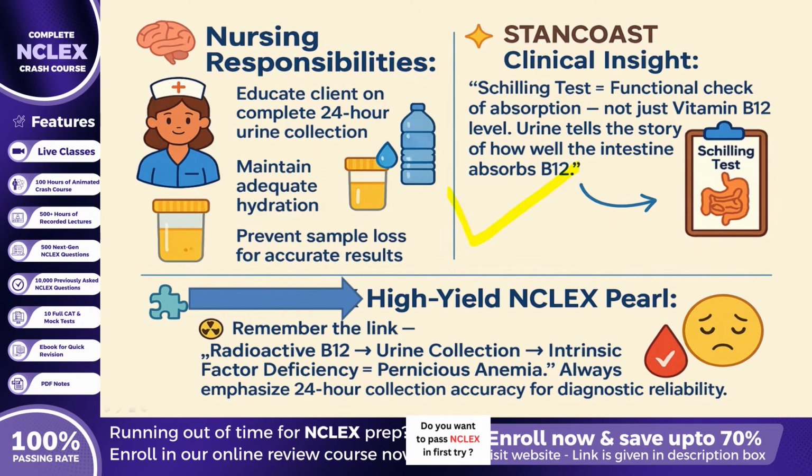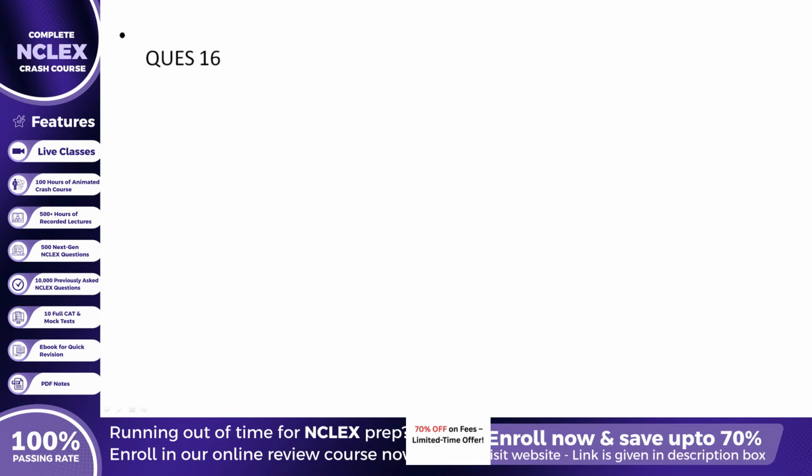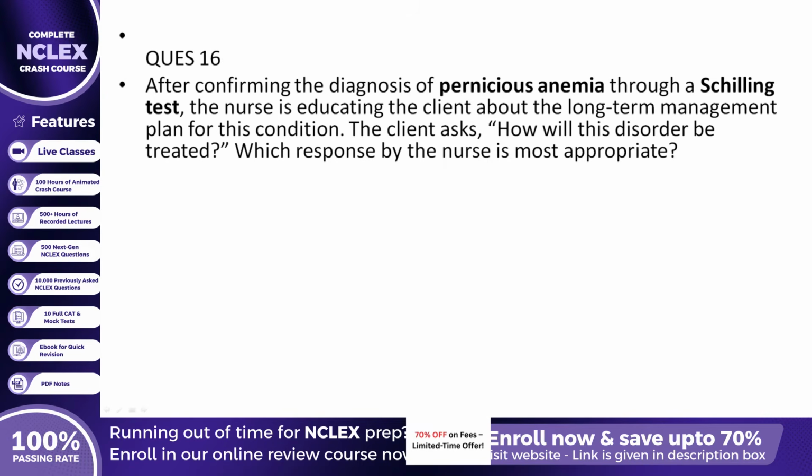Transitioning to the Stand-Coast high-yield NCLEX Pearl. Always associate the Schilling test with radioactive vitamin B12 administration and 24-hour urine collection. Low excretion levels indicate pernicious anemia, emphasizing intrinsic factor deficiency as the underlying cause. As a nurse, educate clients on the importance of proper urine collection, hydration maintenance, and prevention of sample loss for accurate results. Let us move into this next question that connects diagnostic interpretation with lifelong therapeutic management.